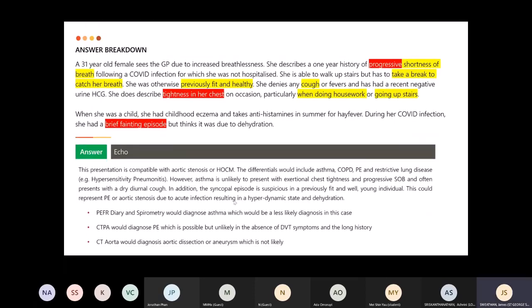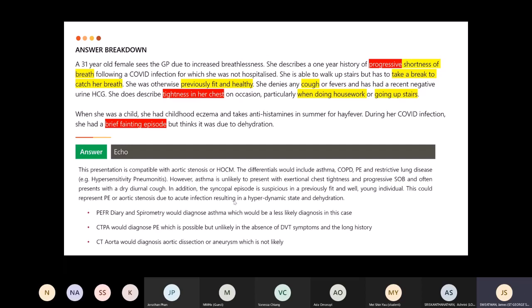So, a young lady with progressive shortness of breath is always a bit of a red flag. So causes of progressive shortness of breath will be things like restrictive lung diseases, neurological diseases, so things like myasthenia and things like that, and also things like heart problems. She's able to walk up the stairs, but has to take a break to catch her breath.